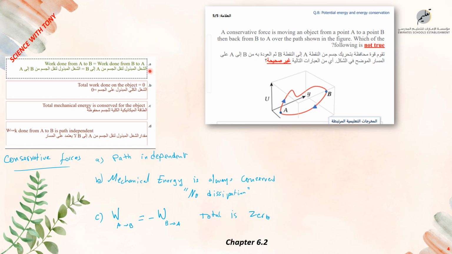So we still have the first one, where work done from A to B is equal to work done from B to A, which is wrong. It's supposed to include a minus here. So option A is the answer in that case. We continue with the next question.